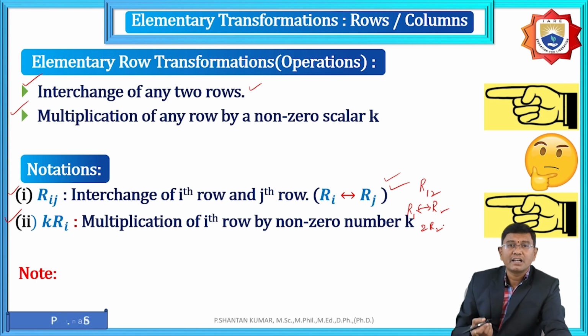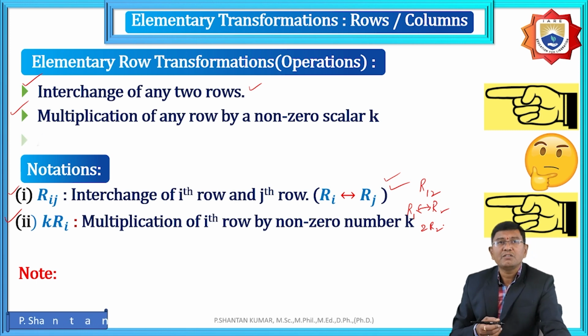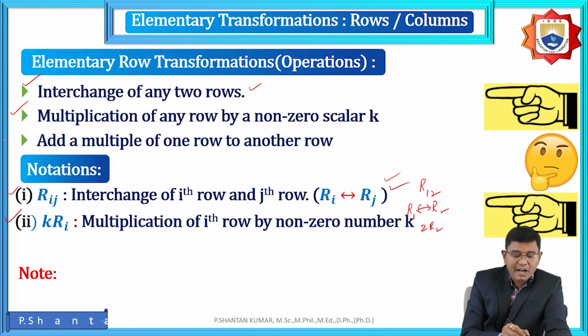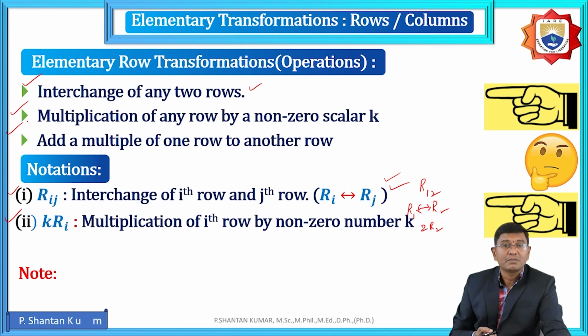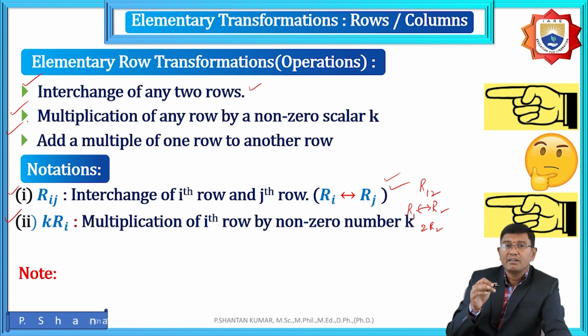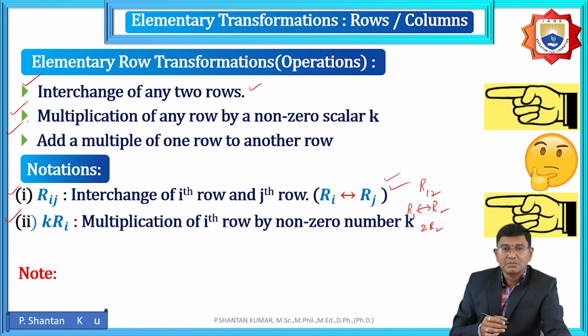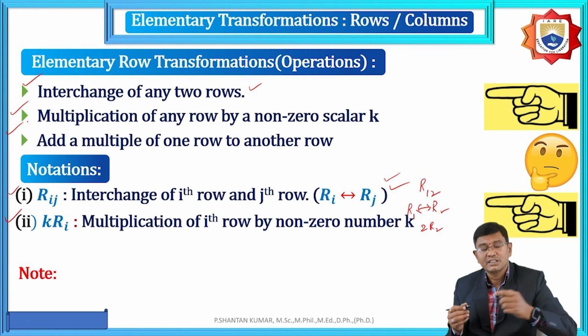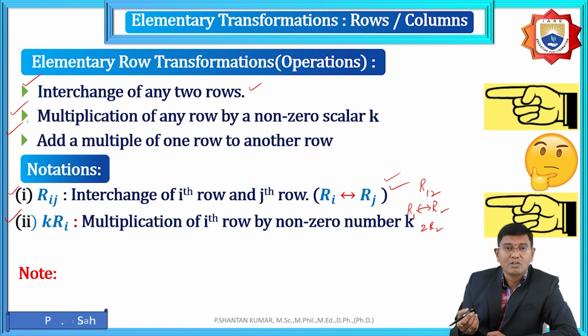And again, what are the other row operations? The third one is to add a multiple of one row to another row. That is the simple terminology: add a multiple of one row to another row. And what is the notation? For example, taking together r1 and r2, that is r1 plus 2 r2. That is the meaning of adding a multiple of one row to another row. That is the third condition under the elementary row operations.